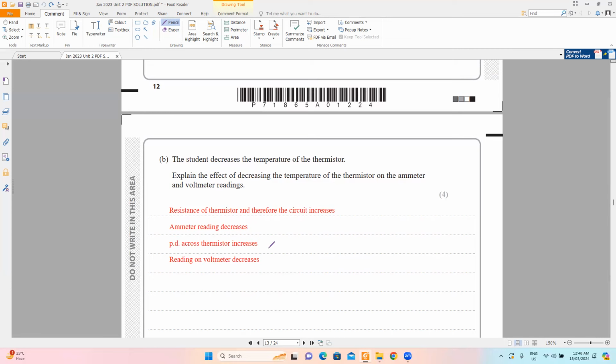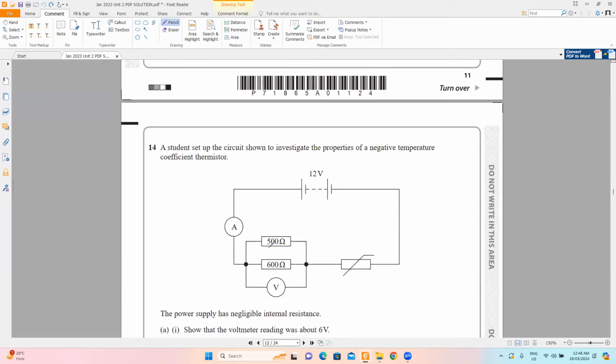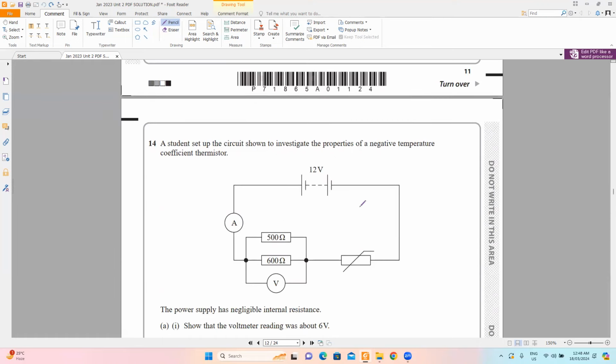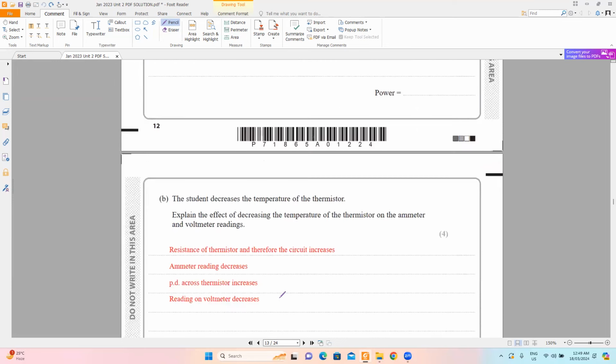And an extra point would be, since it's a series circuit, and in series, the voltage is shared according to the ratio of the resistance. The higher the resistance, the greater the voltage. Since the thermistor now has a greater resistance, the voltage across it would be greater. And if the voltage across the thermistor increases, the voltage across the parallel branch must decrease. These are your points.